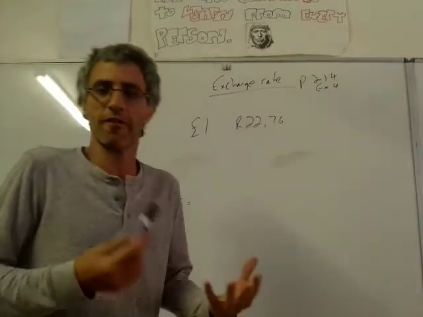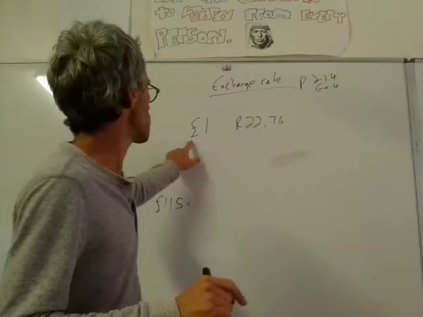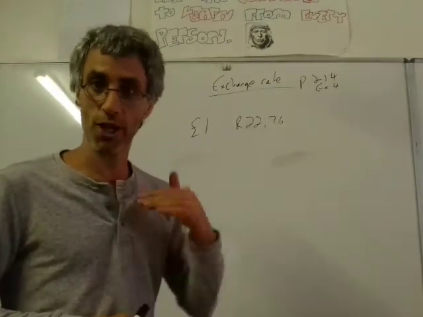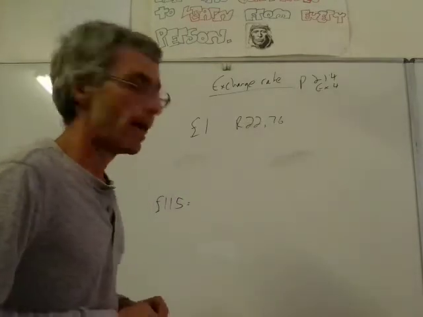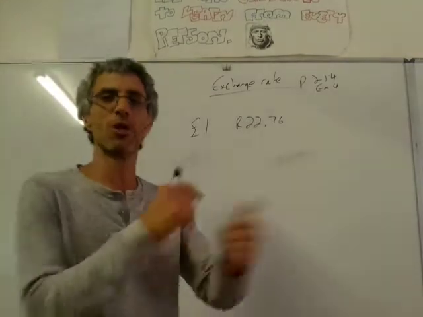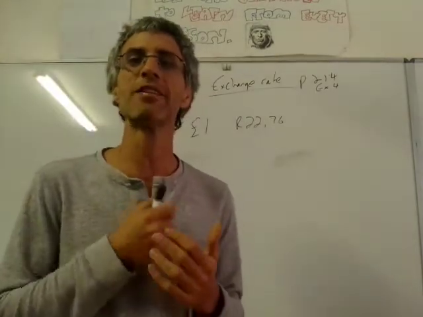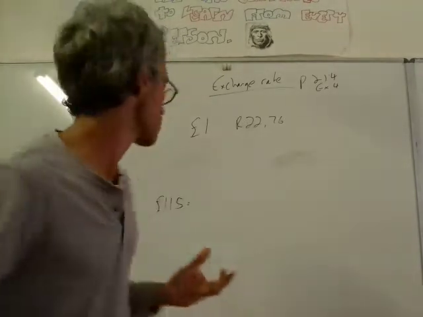Exchange rates: different currencies have different exchange rates. So I just plucked a recent one. 1 pound is worth 22 rand, which actually went up quite high. It used to be 19 for quite a long time. Let's say I buy something on the internet from the UK and the cost is 115 pounds. I want to know how much it is in rand because my money is in rand.